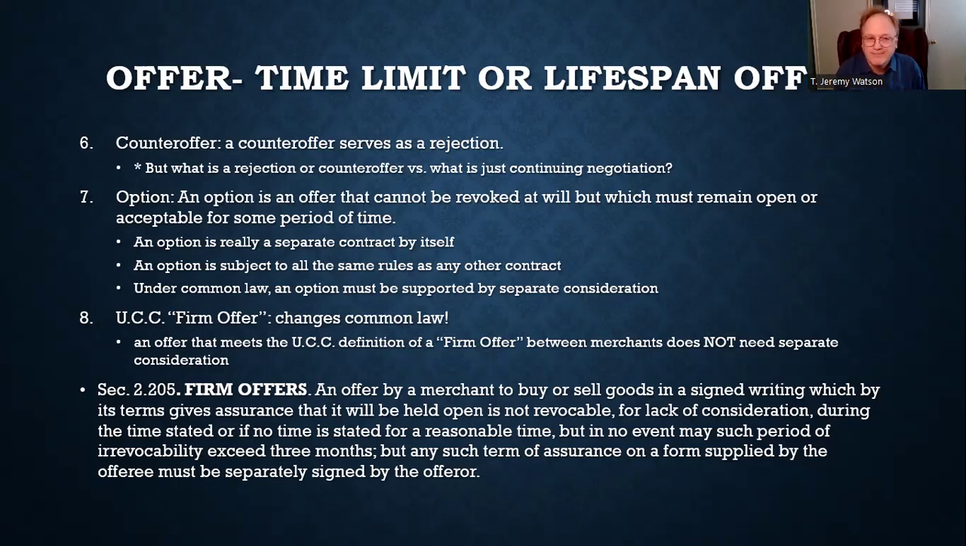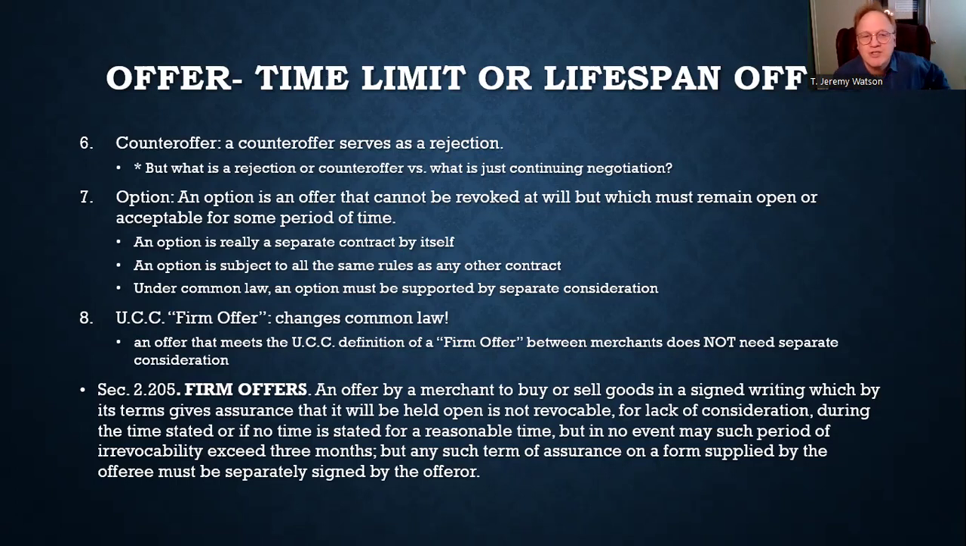That's the common law. Let's talk about our old friend, the UCC, right? We've known him for all of 2 weeks now. But the UCC changes the law a little bit. Under the common law, an offer in order to be binding, an option in order to be binding, has to be supported by independent consideration. The UCC does not require independent consideration for an option to be binding.